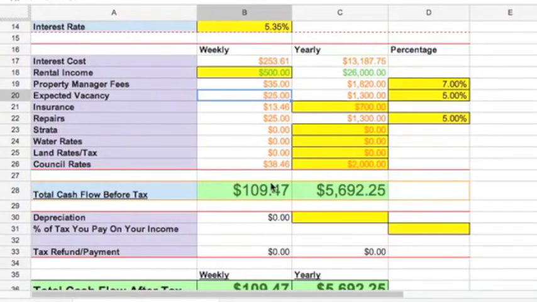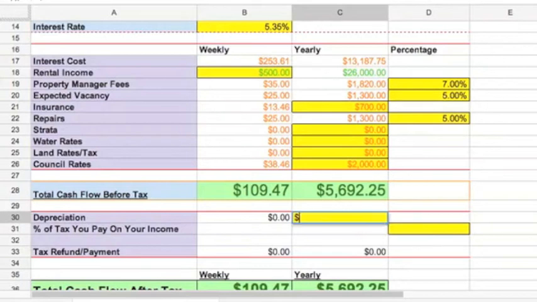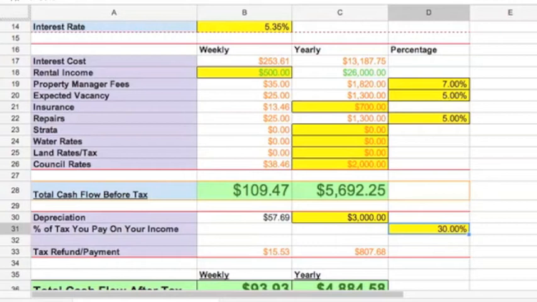Now let me just scroll down here, and we're going to look at depreciation and what sort of tax you're going to pay. So again, we're just working our way down, putting in the yellow boxes. Let's say I've got fixtures and fittings, and I put in a couple of new things in my property, and I can claim this year $3,000 in depreciation, which can be quite high. And the percentage of tax you pay on your income, so I'm currently paying 30% on my tax. If you're paying 15%, you put that in. If you're in the higher tax bracket, paying 45%, you'd put that in. But I'm just going to put in 30%.